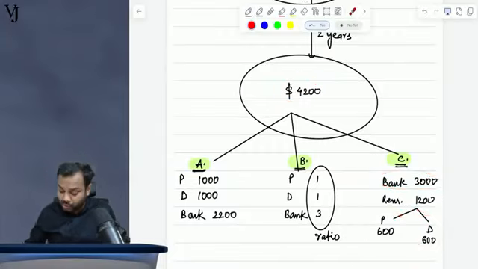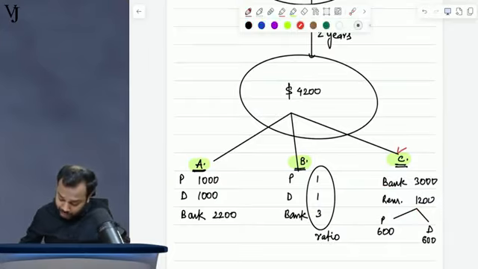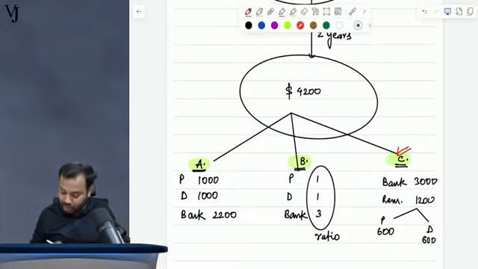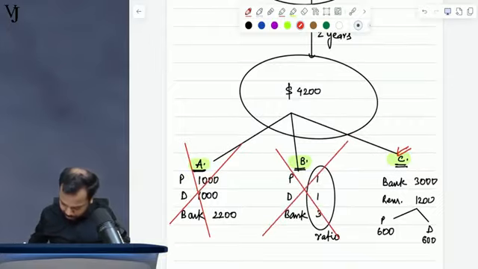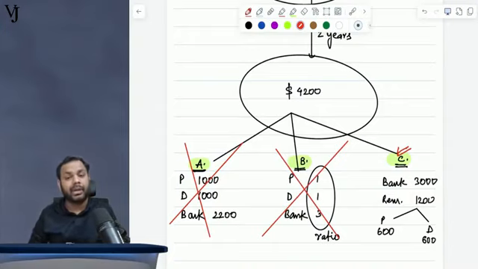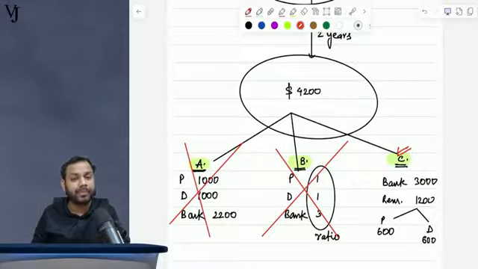Now tell me, are you understanding the meaning of the term equity? Is it clear, the meaning of the term equity? Come on, guys, please tell me.